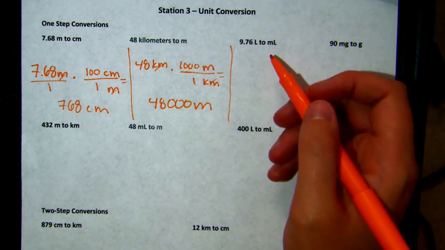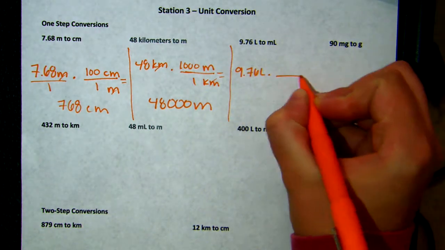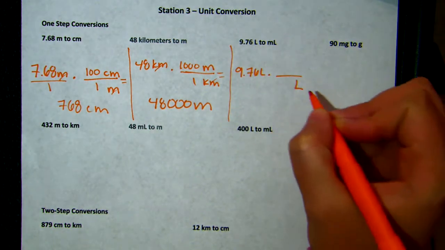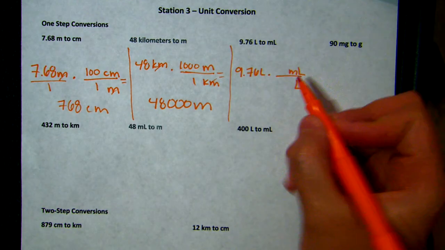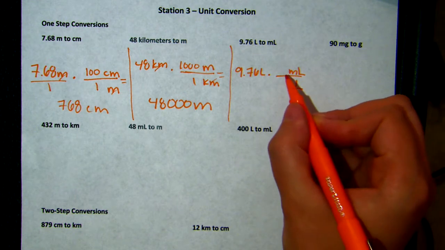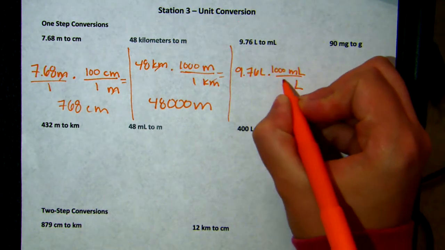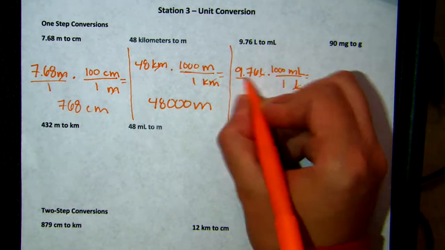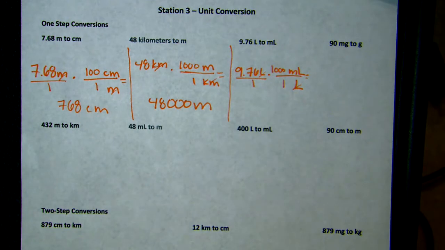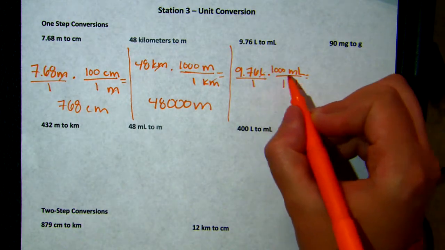9.76 liters to milliliters. So we start with 9.76 liters. If I have liters on the top, I want liters on the bottom, and I'm converting to milliliters. So let's look at our chart. How many milliliters are in a liter? We know that there are 1,000 milliliters in 1 liter. I'm feeling pretty good because I can cancel over here, again, over 1 if you want it. We can cancel our liters, so I have 9.76 liters times 1,000 milliliters.